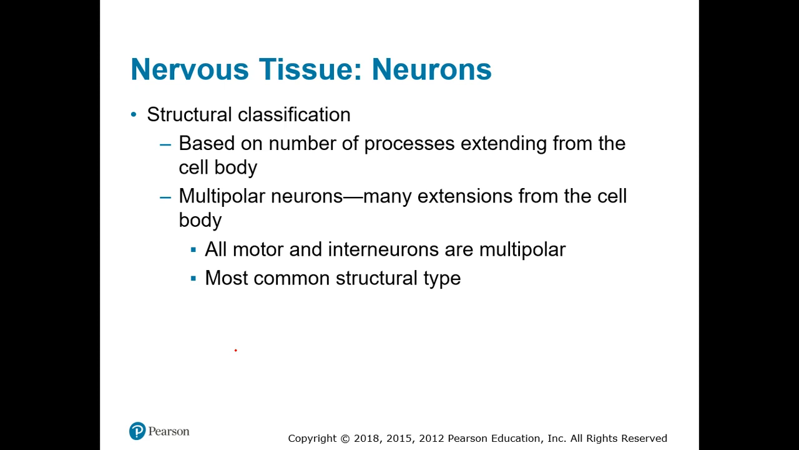Now we can talk about structural classification. Structural classification is based on the number of processes that extend from the cell body. Again, just to go over what processes mean, there are two we talked about. One is axon, and the other one are your dendrites. We have something called multipolar neurons, and this is where we have a lot of extensions. So they usually have one axon and a ton of dendrites. Usually all motor and interneurons are going to be multipolar, and this is actually the most common structural type, which is why we talk about and show neurons as having multiple dendrites.